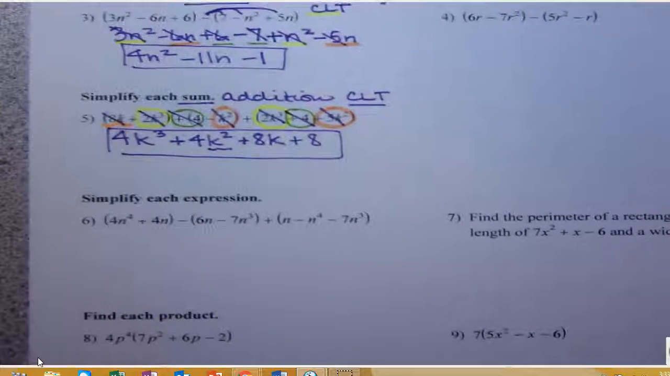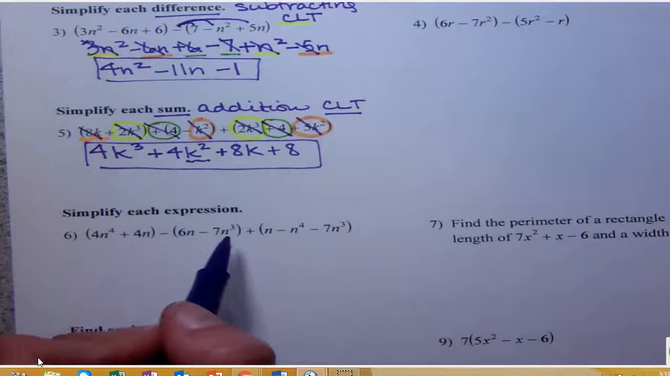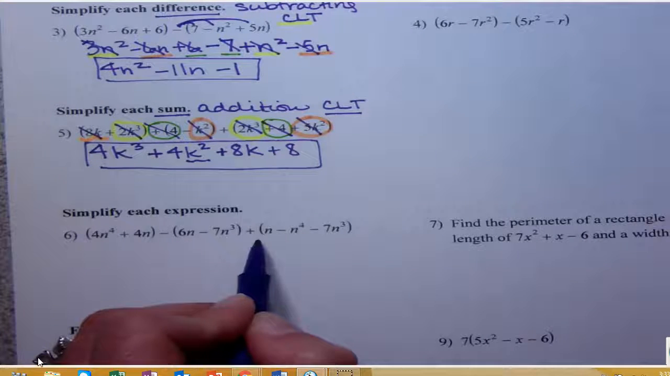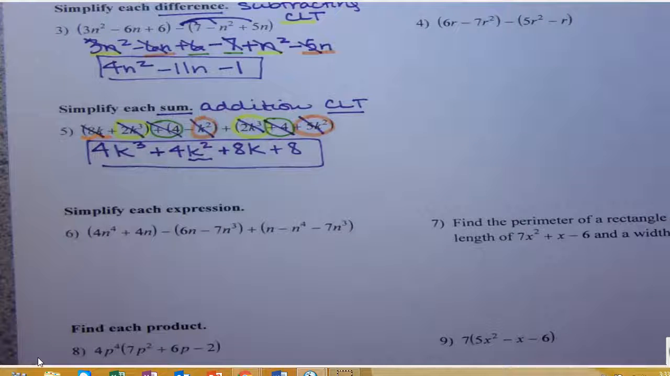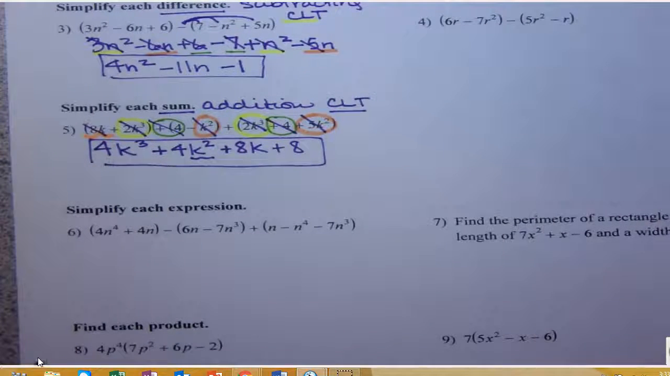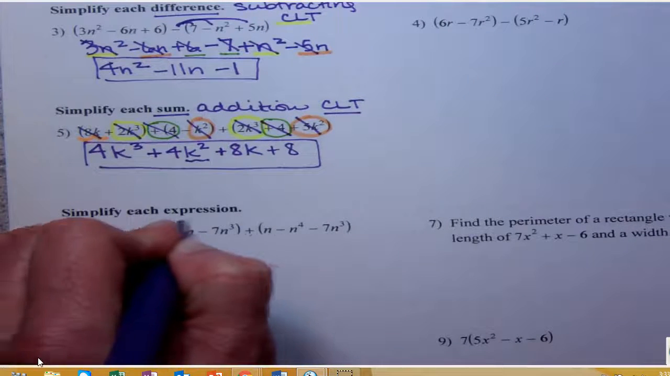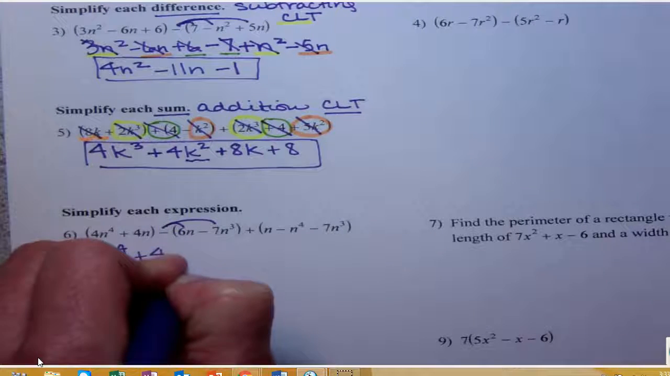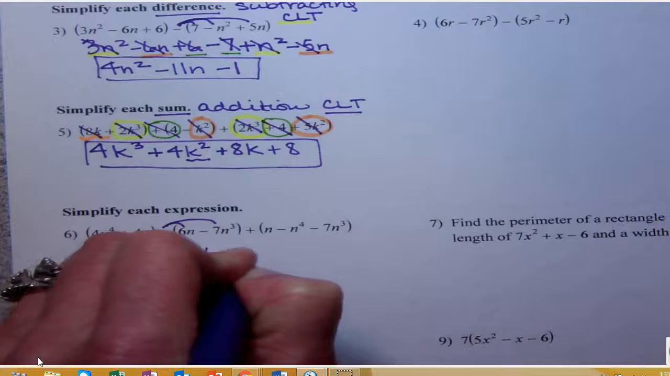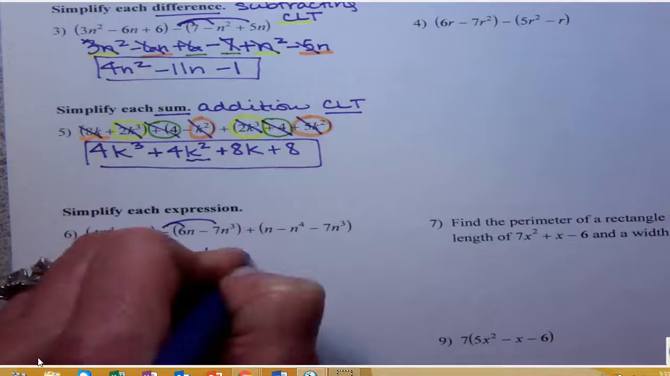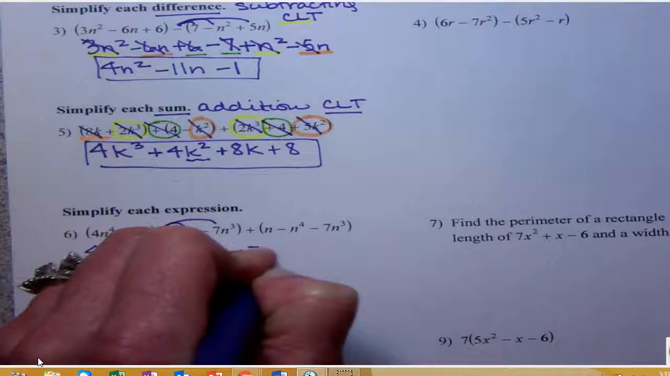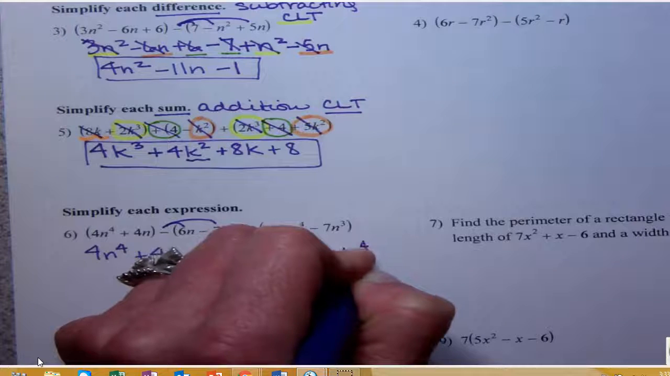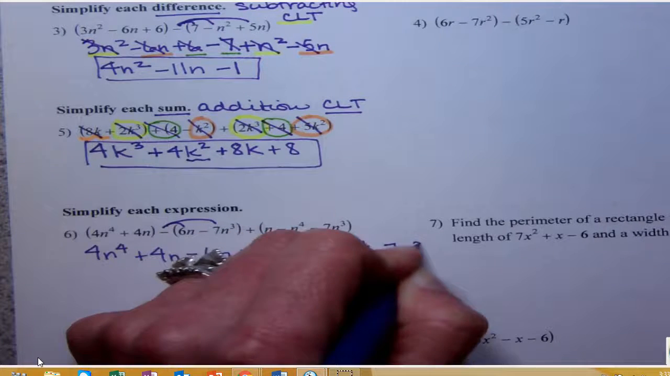Moving on. Now it says simplify each expression. So we're basically combining it, subtracting and adding. Again, I like to leave very little room for error. So I'm going to rewrite the whole sentence and distribute my negative sign. So it would say 4n to the 4th plus 4n minus 6n minus, or minus a negative is a positive, 7n to the 3rd plus n minus n to the 4th minus 7n to the 3rd.